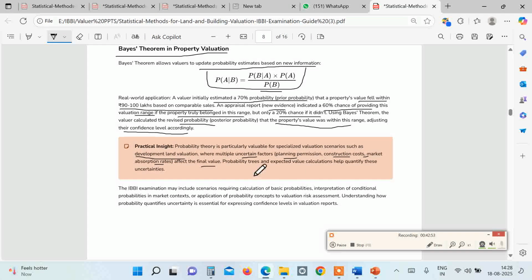Bayes theorem is particularly valuable for specialized valuation scenarios such as development land valuation, where multiple uncertain factors, planning permission, construction cost, market absorption rates, affect the final value. So probability trees and expected value calculations help to quantify this uncertainty. As far as the IBBI examination is concerned, it may include scenarios requiring calculation of basic probabilities, interpretation of conditional probability in a market context, or application of probability concepts to valuation risk assessment. Understanding how probability quantifies uncertainty is essential for expressing confidence levels in the valuation report.